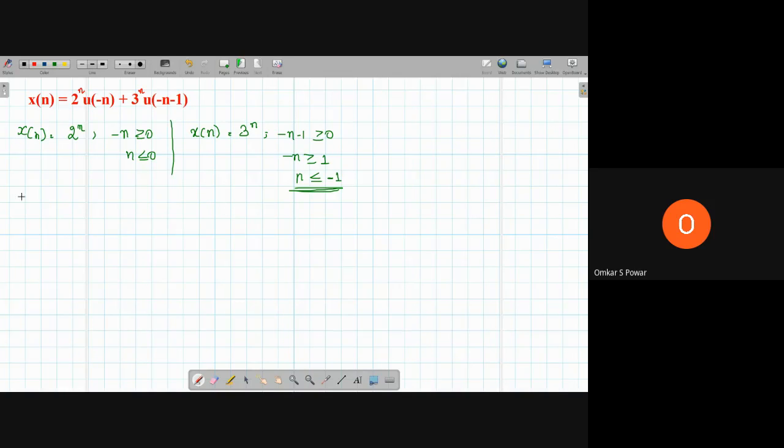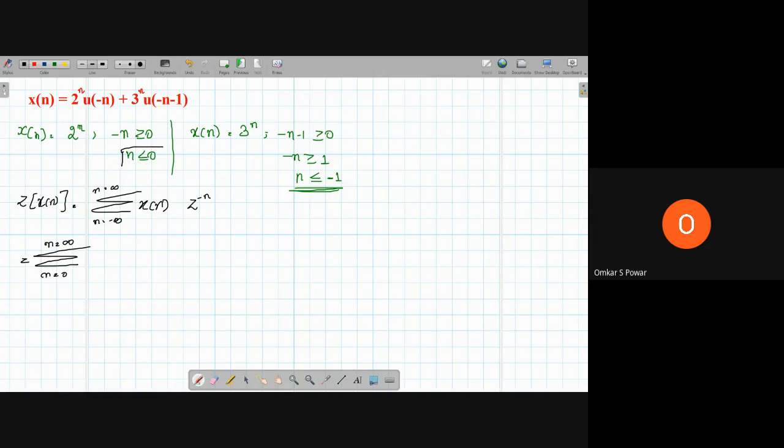Okay. So let us solve. Z transform of x of n is equal to summation n varies from minus infinity to infinity x of n z to the power of minus n. So what we have to substitute? We have to substitute the limits. So n varies from 0 to infinity. What is your x of n? So I have made a mistake here.